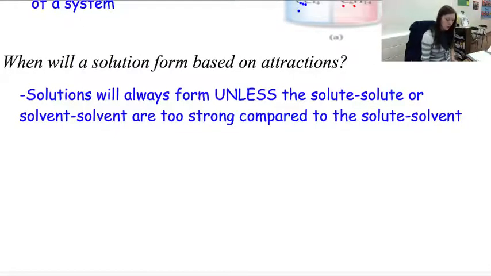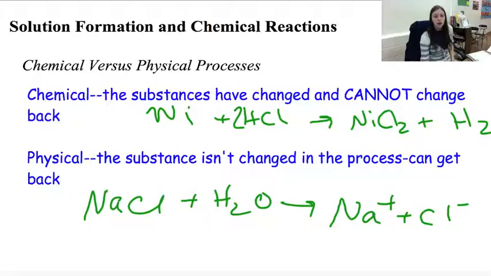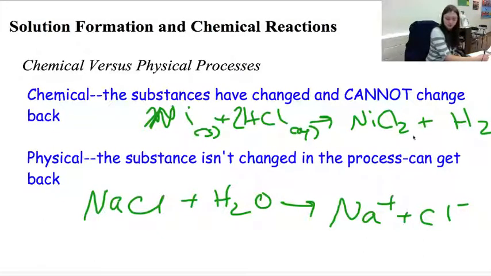Okay. Now we're going to look at chemical reactions, and chemical versus physical processes and how solutions are being formed here. If it's a chemical process, let's remember, that means my substances have changed and cannot change back. So I've got an example here of nickel. That's an Ni. Nickel and hydrochloric acid is going to react to make nickel chloride and hydrogen. Now these things are in a solution. So if I have a solid, S, acids are always aqueous. This is going to be aqueous, and this is going to be gas. So I have a solution here with these aqueous things.